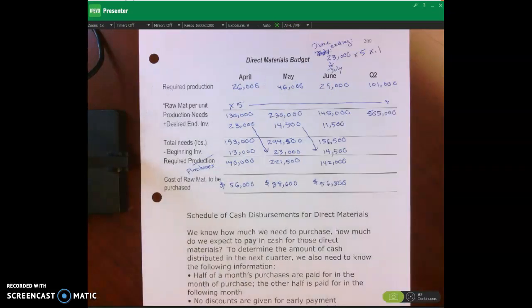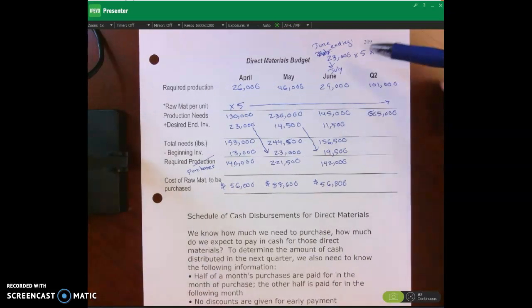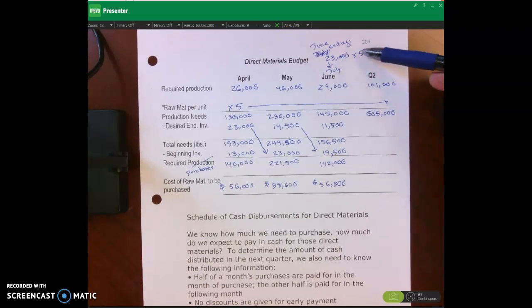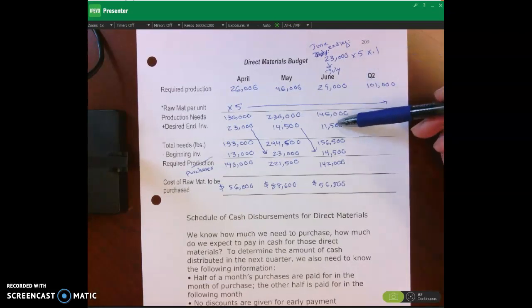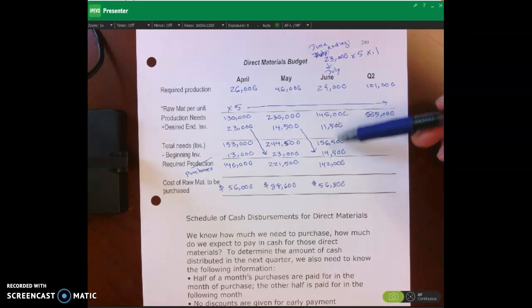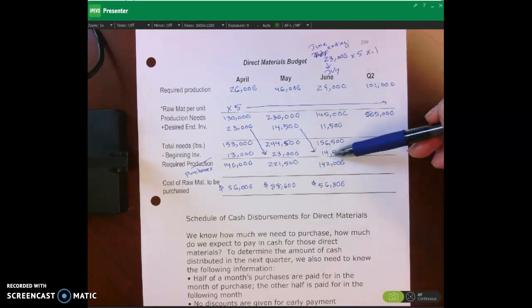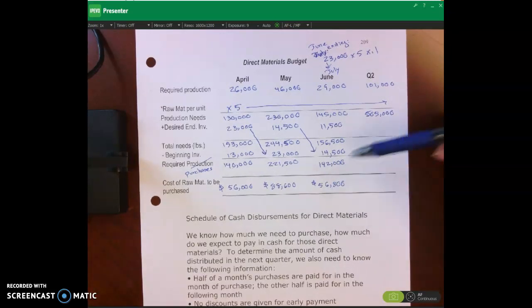Okay, so let's see how you did. We have to calculate our desired ending inventory for June. The way we do that is we look at our July production, which was 23,000 units, times the 5 pounds per unit, times 10%, and that gives us our desired ending inventory for June. We add those two together, our production needs plus our desired ending inventory, 156,500. Ending for May becomes beginning for June. Subtract the two, 142. Multiply it times 0.4. $56,800 is the right answer.